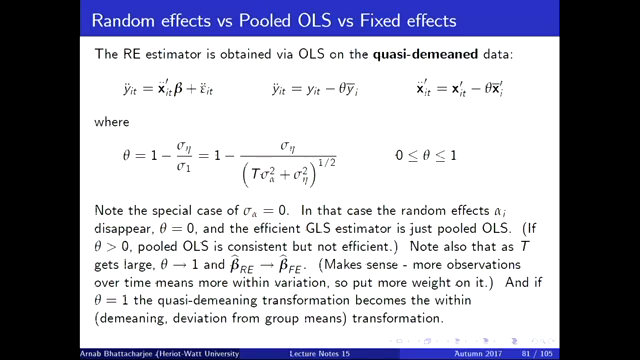Your theta becomes 0. So what are you doing here? You are regressing y_it on x_it. What estimator is that? That is pooled OLS, and that is precisely what you should do because there is no individual unobserved variation, right? Okay? So the efficient GLS estimator in that case is exactly ordinary least squares.